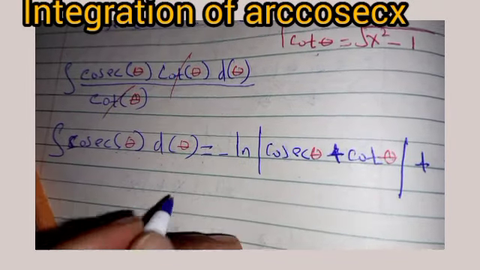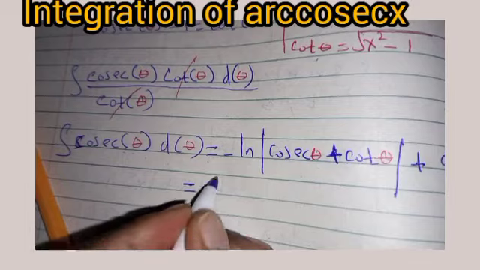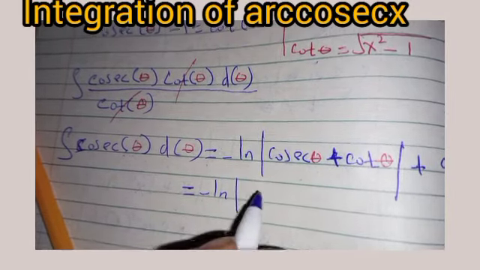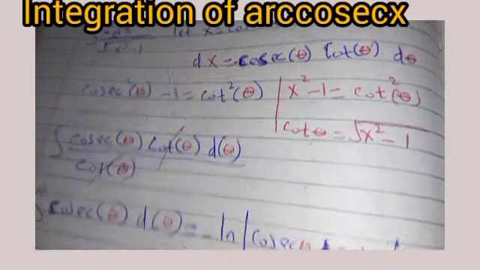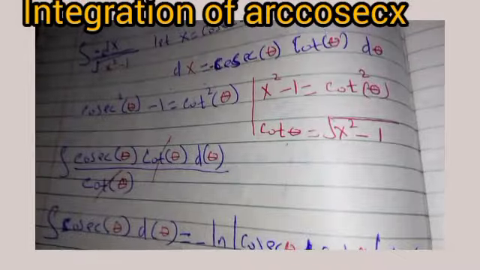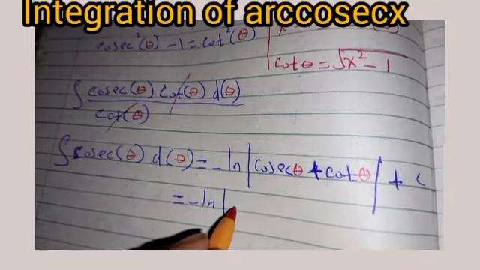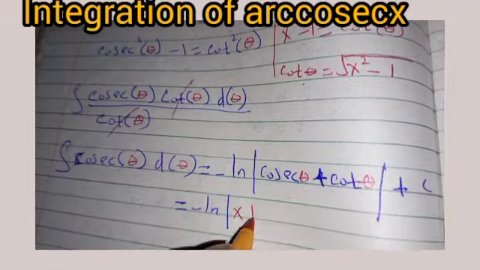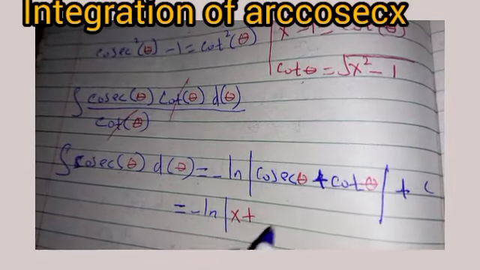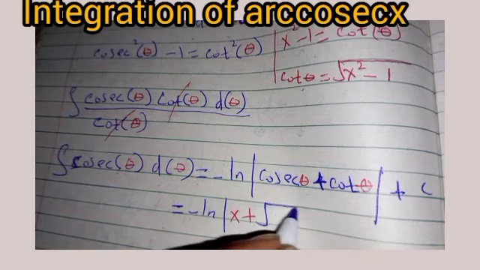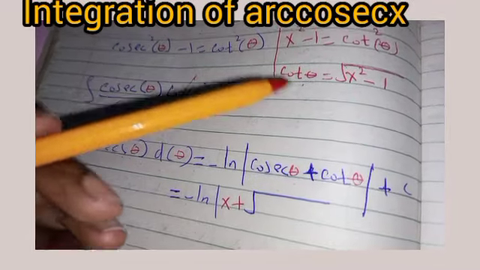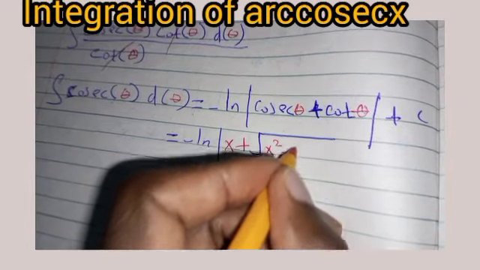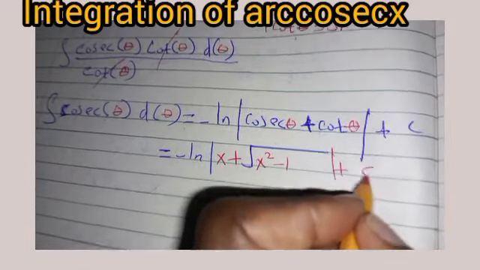Then from there, we are going to substitute. Instead of cosec theta, we have let our cosec theta to be x, so we substitute it with x. This is x plus, instead of cot theta, we are going to substitute the square root of x squared minus 1. So this is the square root of x squared minus 1, of course plus a constant c.